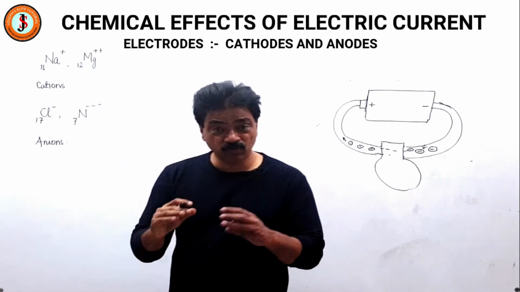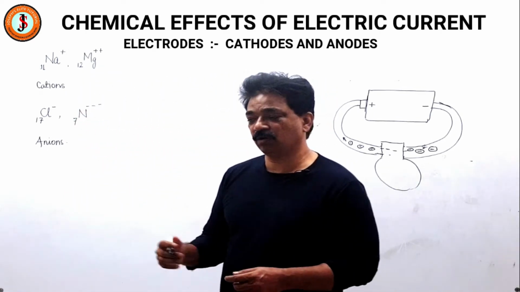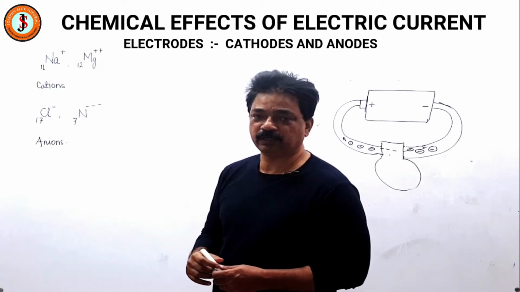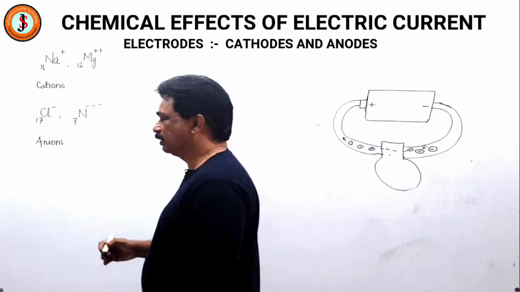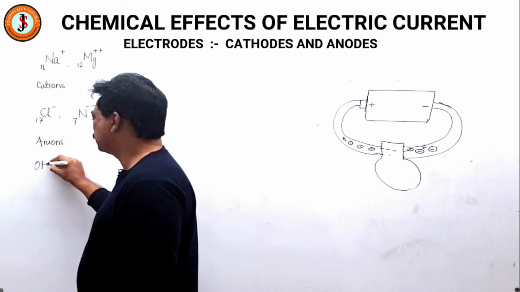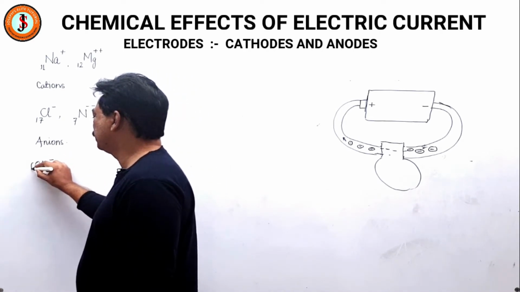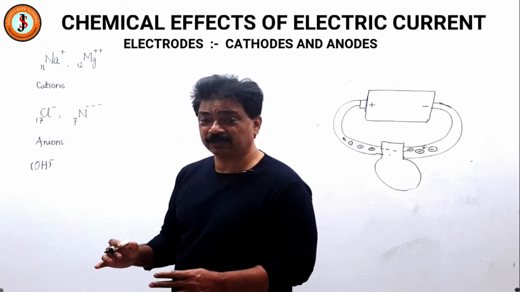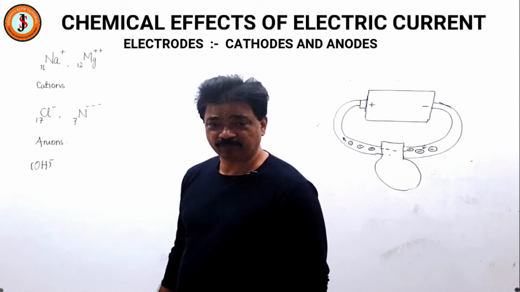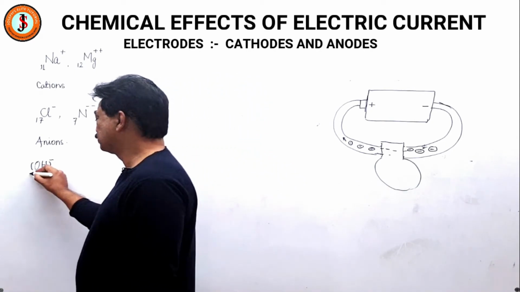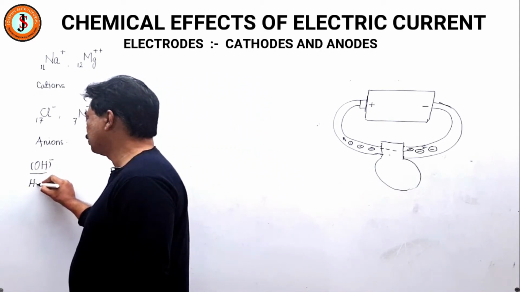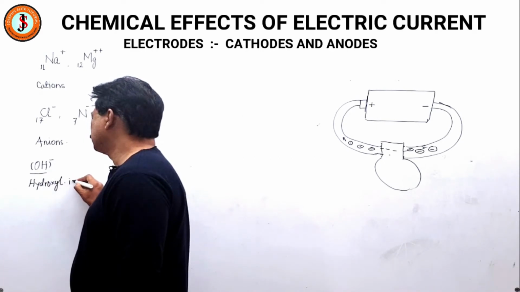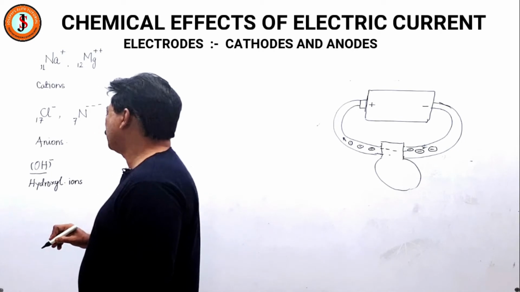There can be a group of atoms which will have a negative or positive charge on them. They are called radicals. Like OH minus means a system in which hydrogen and oxygen are linked, and both the atoms collectively have 1 extra electron. So this is the hydroxyl ion. Sometimes we also call them radicals. A group of atoms containing charge are radicals. So this is the hydroxyl ion or radical.